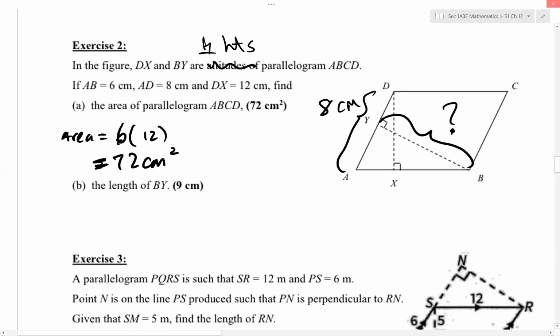We're going to form an equation now. The equation is BY multiplied by 8 equals 72. I am just using a different base and its corresponding perpendicular height. So to get the answer, we divide by 8 on both sides, resulting in BY equals 72 over 8, which is 9. Oh yes, 9 cm. Okay, that's it.